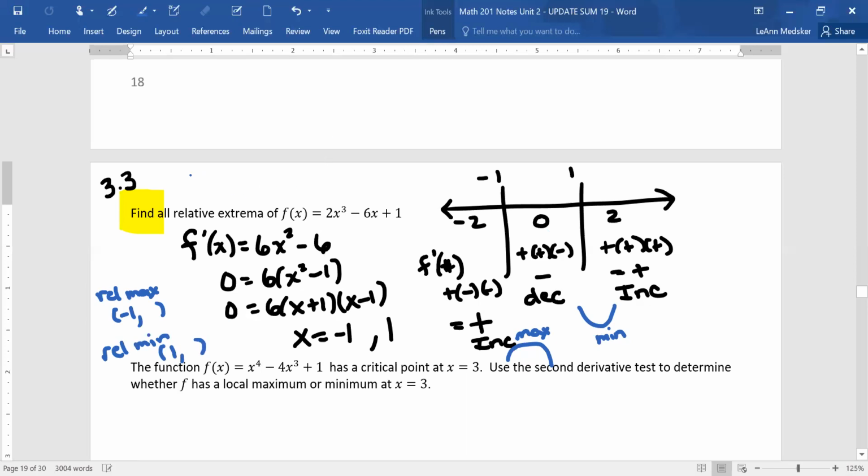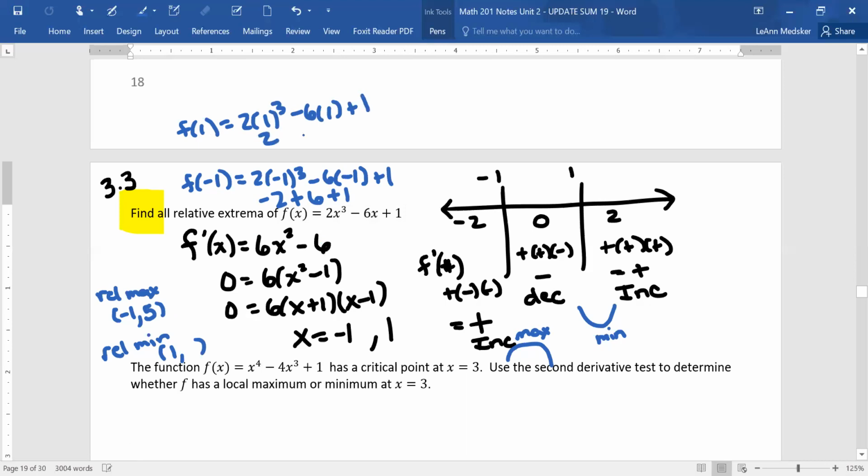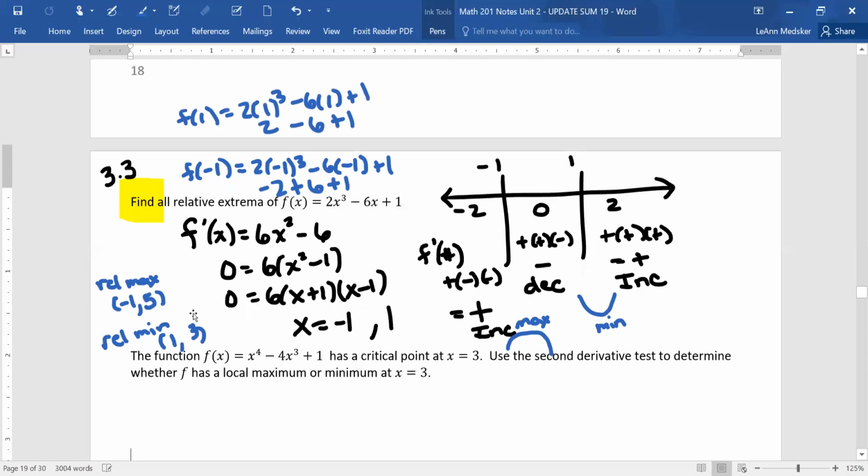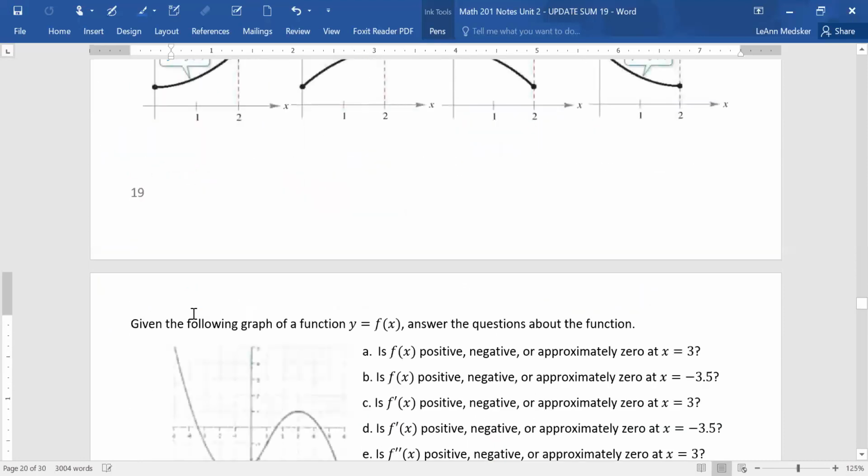To find our actual values, remember, you plug them back into the original function. That's how we get our y values. So go back through. This would be a negative 1 times 2, so that's negative 2 plus 6 plus 1. That is going to be 5. If we plug in positive 1, we're going to get 2 minus 6 plus 1. So that's going to be a negative 3. So there are our ordered pairs for our relative max and relative min. Now the rest of those we did in class, so we're moving on to the next page.